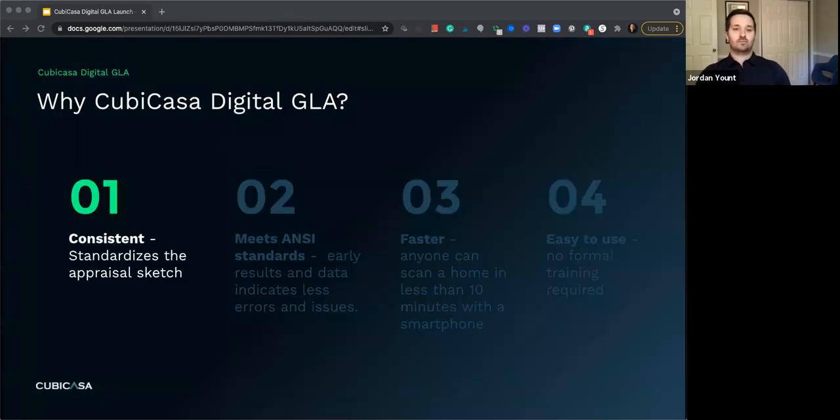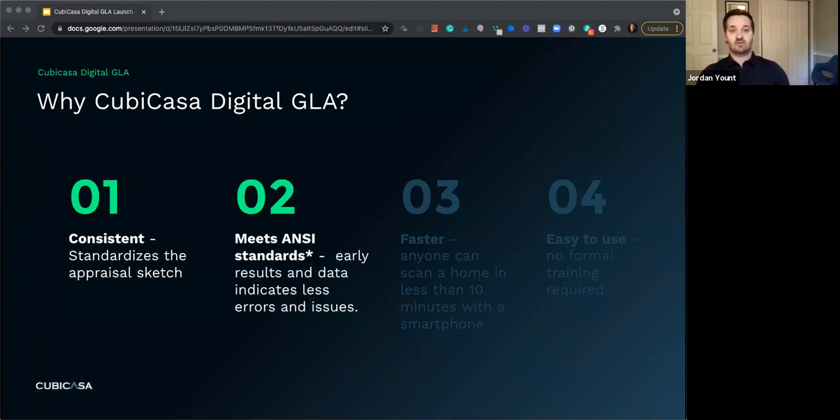So, why digital GLA? Our team actually got together and realized that we have a very usable interface and a system that not only has been making floor plans for years and doing it very well and being a bit of an industry leader in this, but we can take that and morph it into something that is very usable by an entirely untapped group, which is appraisers and AMCs and software companies that serve the appraisal world. And by doing this, we're able to really standardize that appraisal sketch and make it very easy, make it very simple, and take a lot of that guesswork out of it.